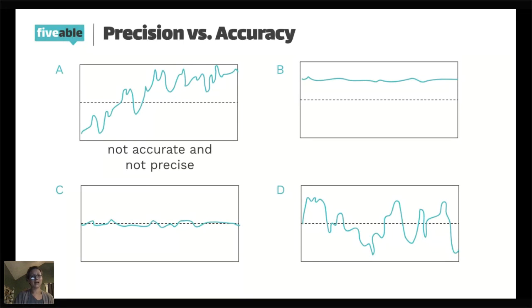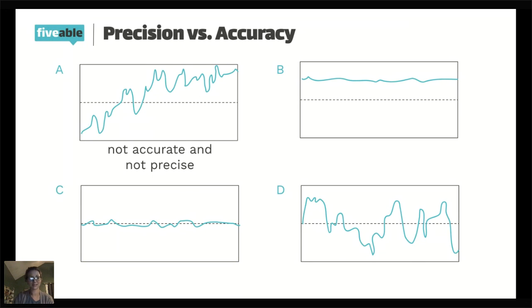In this case, maybe instead of the word precise, you might say stable. It's not where you expect it to be, and it's not a stable measurement. It's jumping around quite a bit. There's a lot of fluctuation there. Okay, so I think we've got the pattern. What about B?